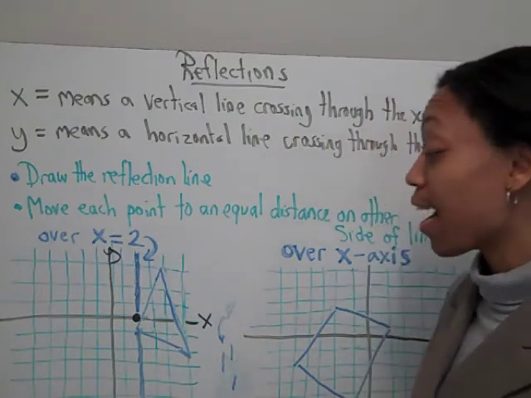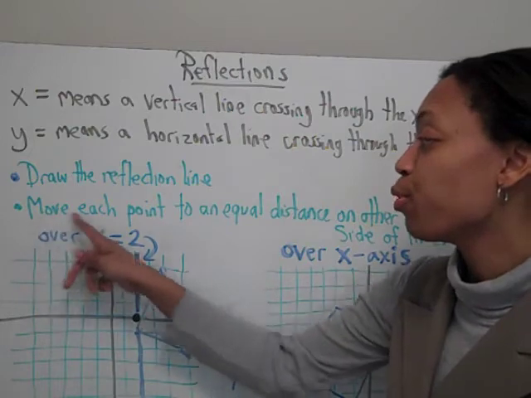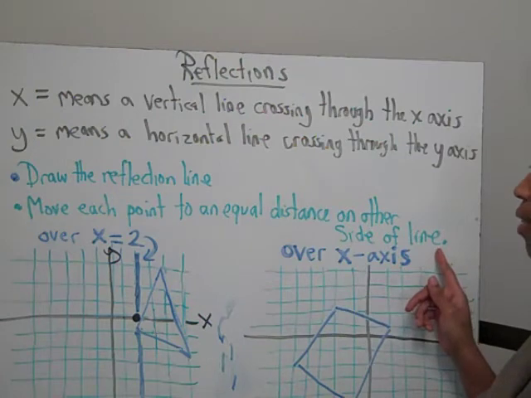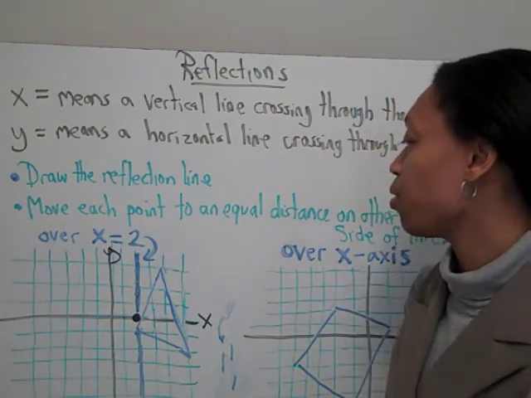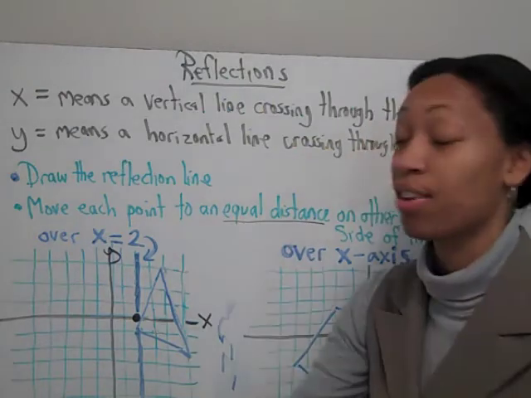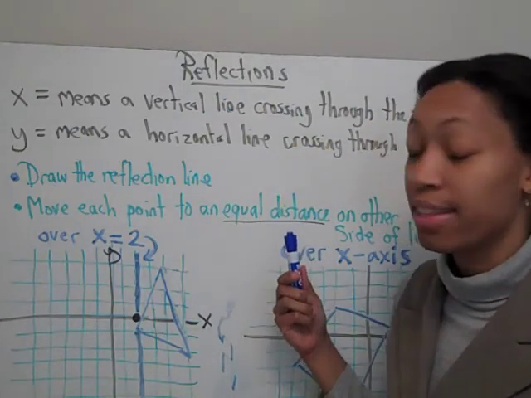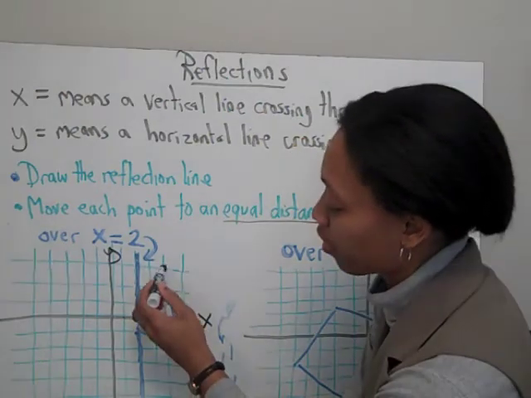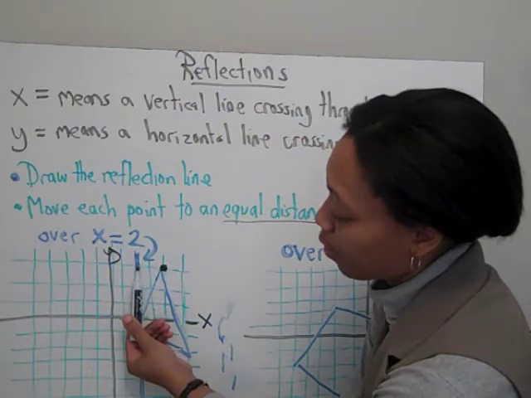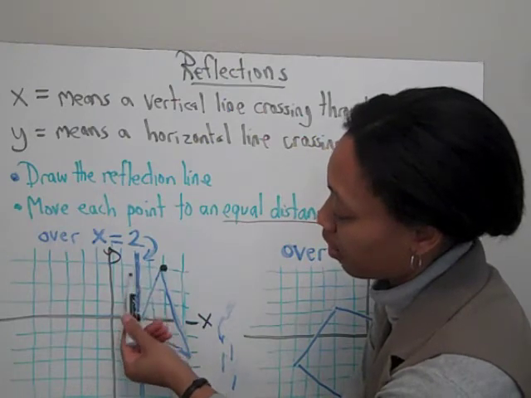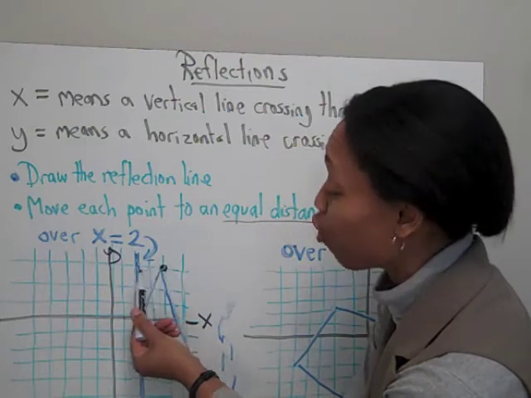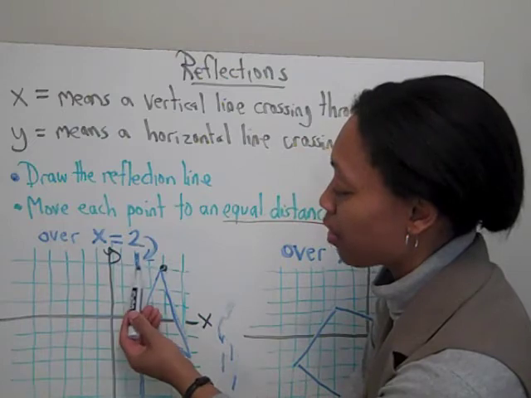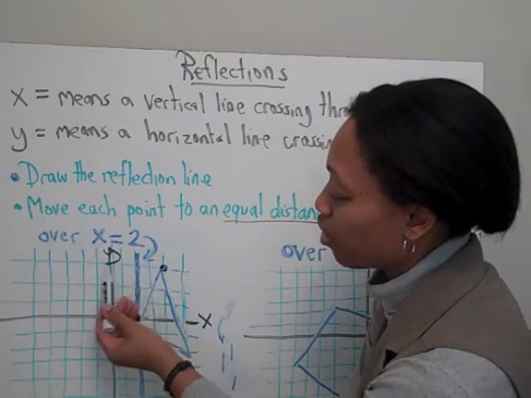Now, what you're going to do is move each point to an equal distance on the other side of the line. The key words here are equal distance. However far it is on one side of the line, you're going to make it the same distance on the other side of the line. So, this point right here, how far is it from the line? It is 1, 2, 2 spaces over. Since it's 2 spaces on this side, I need to come 2 spaces on the other side. So 1, 2, right here.